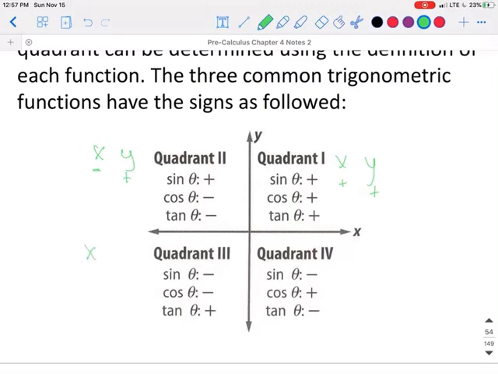In the third quadrant, x is negative and y is negative, so sine and cosine will both be negative. But since tangent is y over x, those two negatives will cancel out, and you'll be left with a positive answer. And in quadrant 4, x is positive, but y is negative. So remember, sine is y over r. Since y is negative, sine would be negative. Cosine is x over r. Since x is positive, cosine is positive. And tangent, again, is y over x. Since one is positive and one is negative, your answer will be negative.